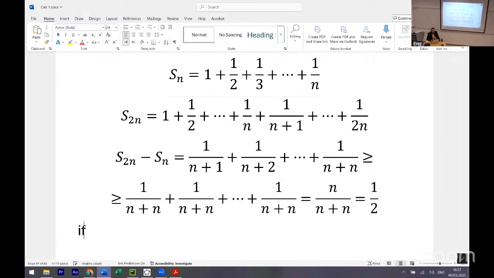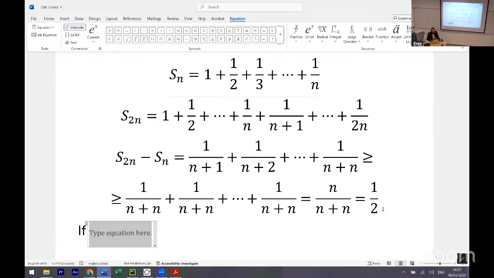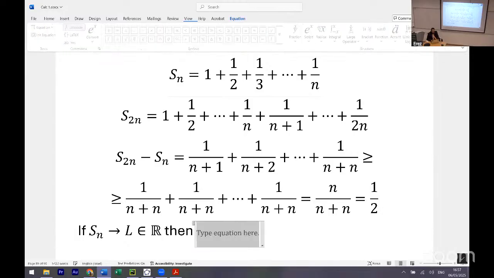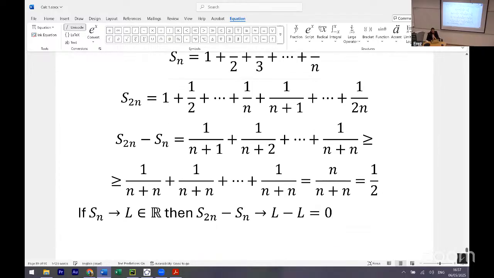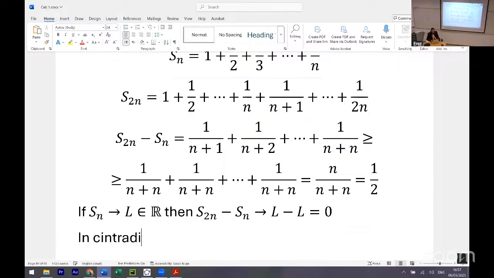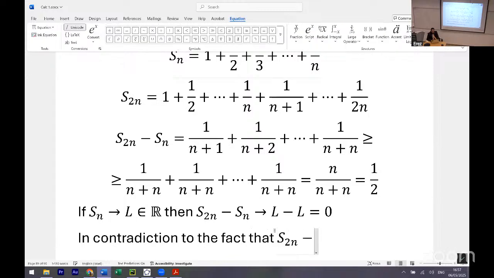Okay? If Sn tends to a finite limit, then S2n minus Sn tends to L minus L, which is 0. In contradiction to the fact that it's always larger than half. Agreed?